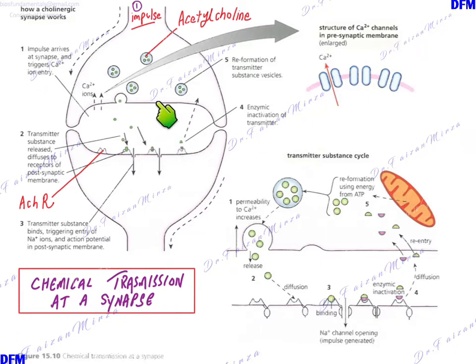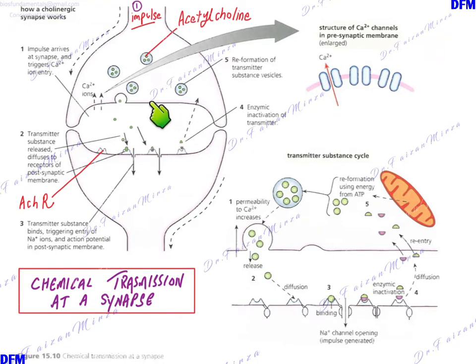The membrane before the synaptic cleft is called the presynaptic membrane. The membrane after the synaptic cleft is called the postsynaptic membrane. And these three things together, the presynaptic membrane, the synaptic cleft, and the postsynaptic membrane, are called a synapse.